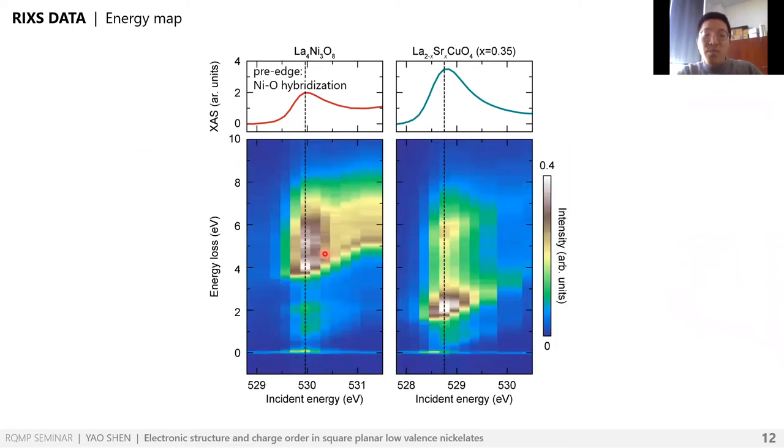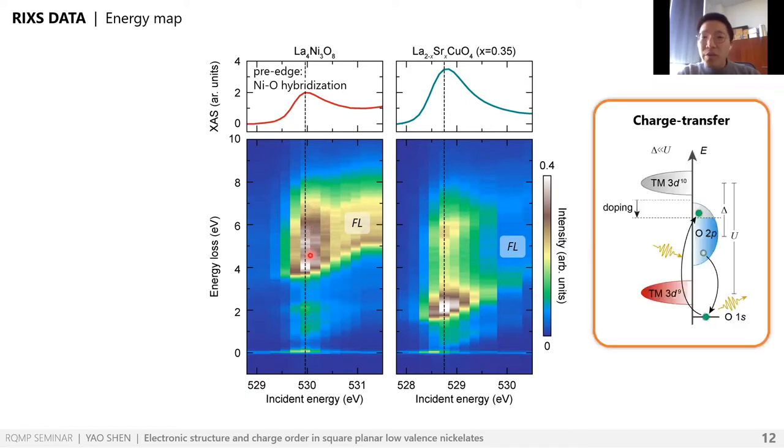And these are the energy maps for the nickelates and the cuprates. The x-axis is the incident energy of the X-ray, and the y-axis is the energy loss. And we can see multiple features in these so-called energy maps. The diagonal features are the fluorescence. They can have some information about the band structure, but here we are more interested in these so-called Raman-like features, which resonate at the pre-peak position.